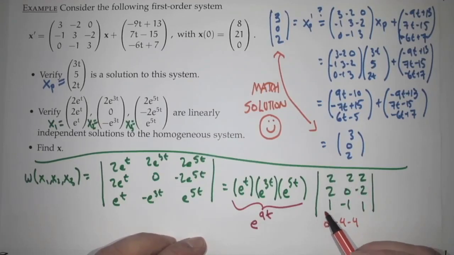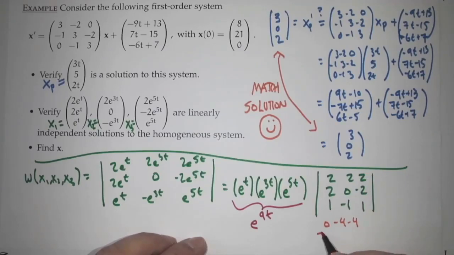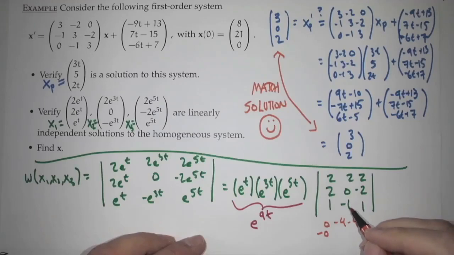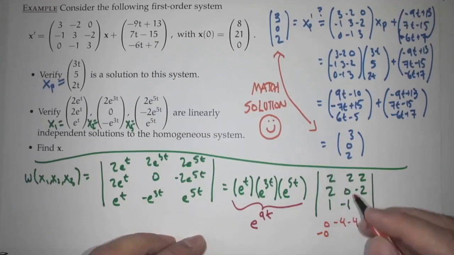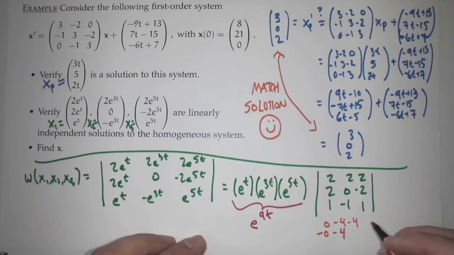Okay, other diagonals. 1 times 0 times 2, 0, but we're being subtracted, so it's really minus 0. That's a very small amount of humor. That's almost zero humor. Okay, minus 1 times minus 2 times 2, it would be 4, and then we subtract it. 1 times 2 times 2, 4, and then we subtract it.